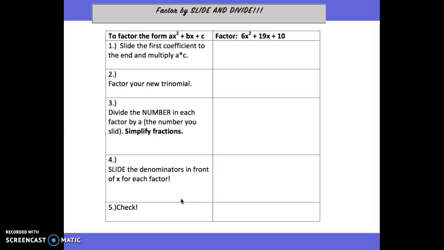Sometimes guess and check can get kind of tricky. Let's look at this polynomial. If I have 6x squared plus 19x plus 10, and we are doing this by guess and check, you would have to find the factors of 6x squared and 10.